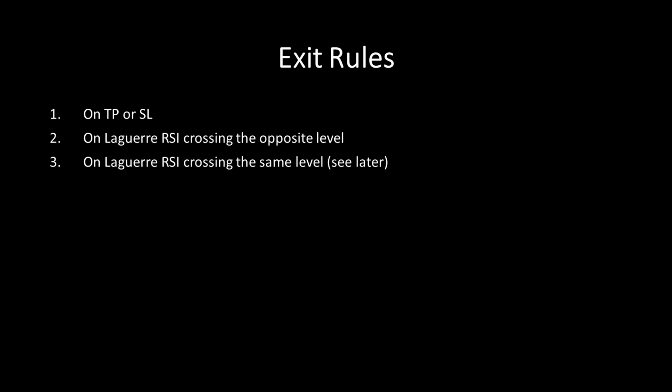We also exit the trade if the Laguerre RSI crosses the opposite level. So if we're in a buying trade, we buy when the Laguerre RSI has crossed the 20 from below, we will then close that trade if the Laguerre RSI crosses the 80 line. And if we're in a sell trade, we'll close the sell if the Laguerre RSI crosses the 20 line. But we'll also close the trade if the Laguerre RSI reverses and crosses back across the same level.